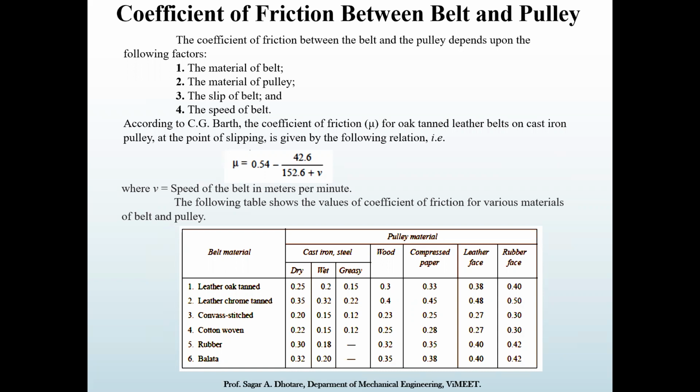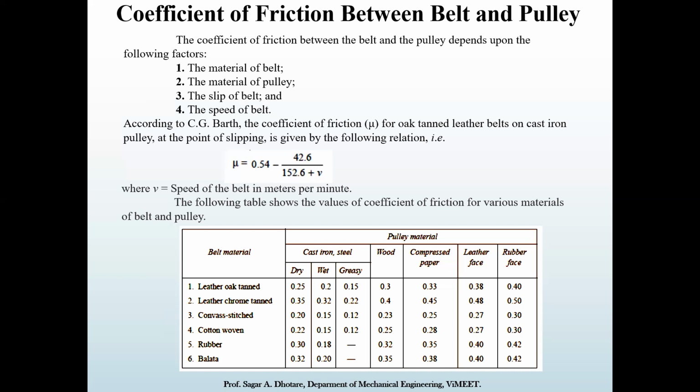So the coefficient of friction actually depends upon a few parameters. First one is the material of the belt, which kind of material we are using. It is rubber, fabric, cotton. Then the material of the pulley. A pulley material may be steel, then cast. So what kind of material it is? Because it also gives the surface friction, or you can say smoothness of the surface. Then the slip of the belt depends upon the tension. Then the speed of the belt.